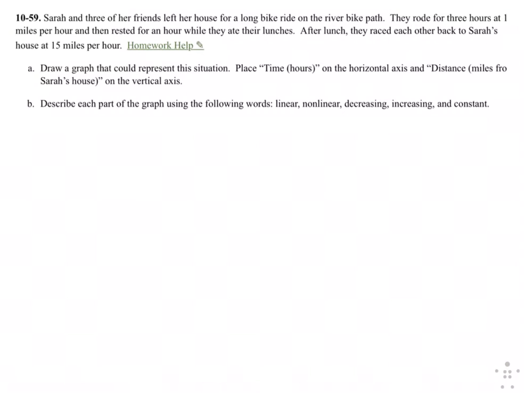Okay, for 59, they describe a situation. The only thing right here, this is cut off. That should be 10, right? I don't know why it was not 1 at 1 mile per hour. It was at 10 miles per hour.